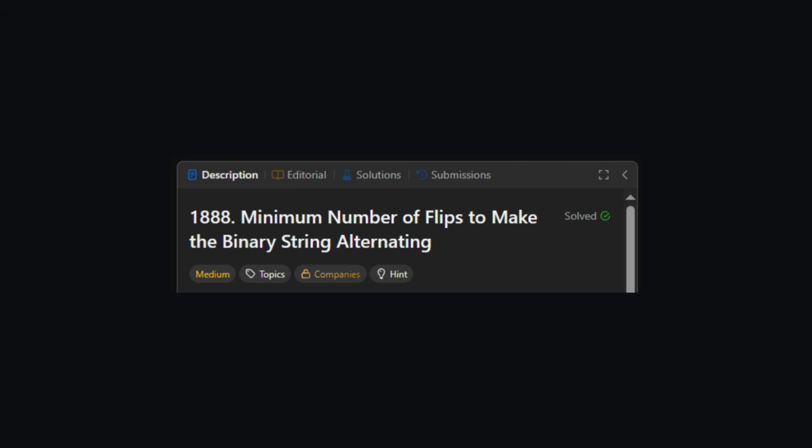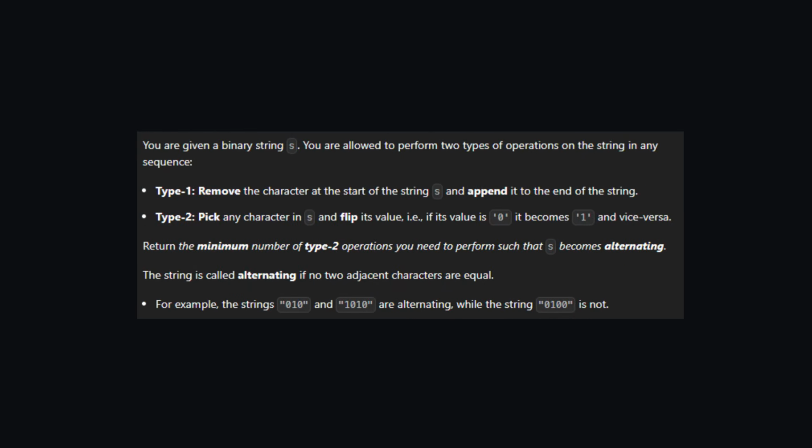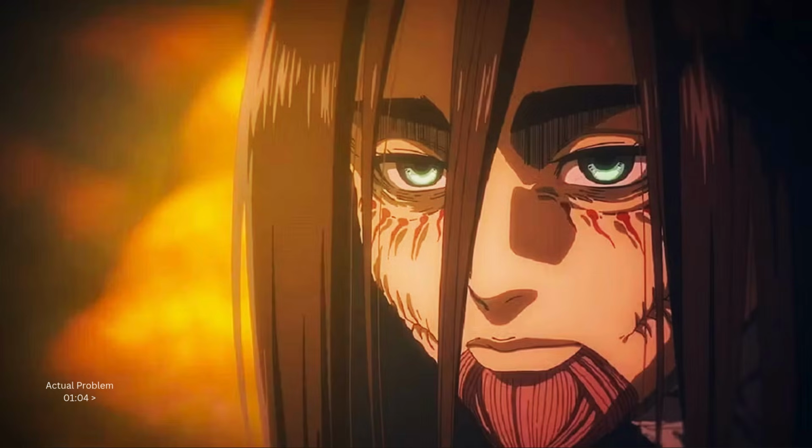Today, we are solving LeetCode 1888, minimum number of flips to make the binary string alternating. Before we get into the actual problem, let's start with a short analogy. If you'd prefer to skip it, you can move to the next timestamp where we begin the problem directly.